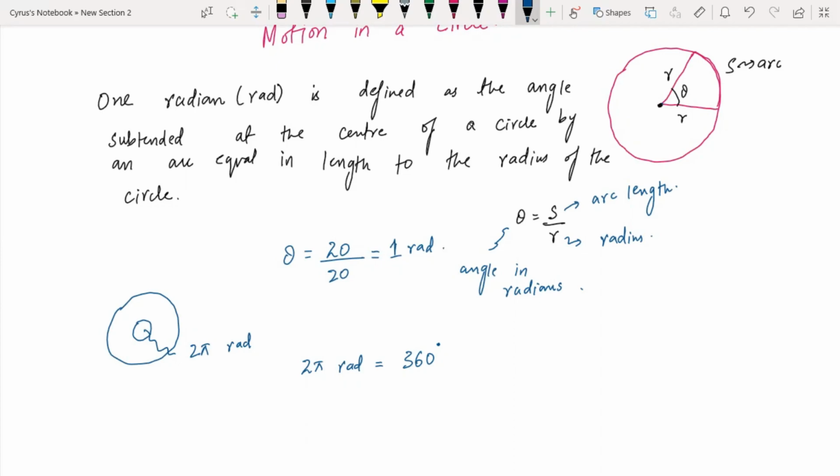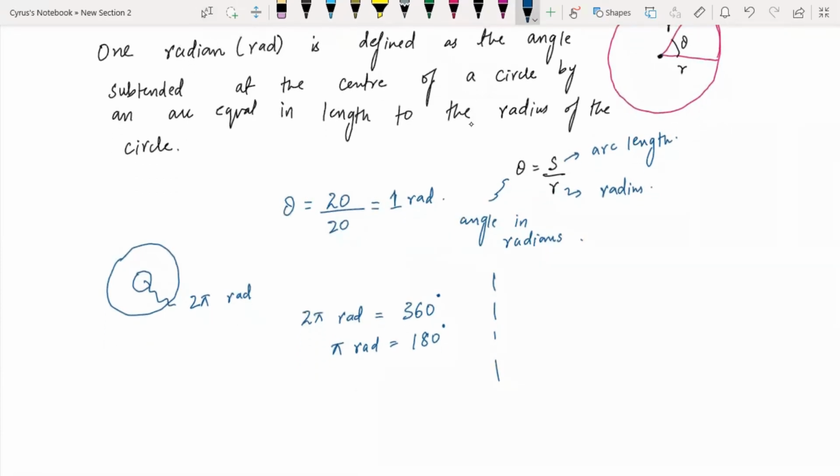ठीक है जी? तो ये 2 पाई रेडियन 360 के इक्वल क्यों है मैं आपको अभी बताता हूं. पाई रेडियन किसके इक्वल होगा? 180 डिग्री के इक्वल होगा. पाई रेडियन इज इक्वल टू 180 डिग्री. 2 पाई रेडियन इज इक्वल टू 360 डिग्री, राइट? Why is this angle here equal to 2 pi radian? Do you have any clue why this angle here is equal to 2 pi radian? जो सर्कल होता है उसका सर्कमफेरेंस होता है 2 pi r. ठीक है, आपके पास ये जो सर्कल है, the circumference for this circle is 2 pi r, right?